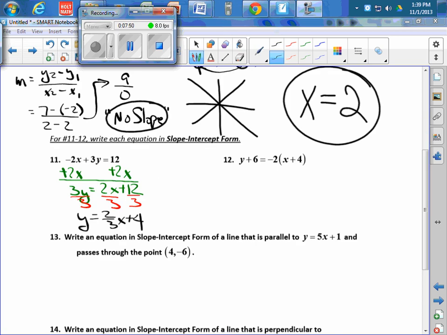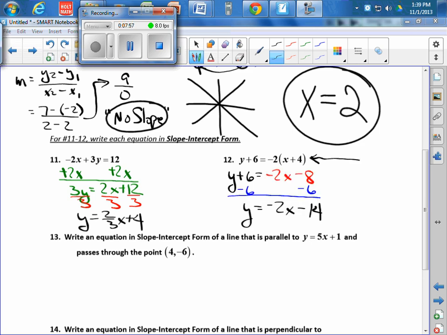In number 11, add 2x to both sides, divide everything by 3, and you get y is equal to 2/3 x plus 4. In number 12, you can't do anything if there are parentheses in a problem. They must be eliminated first. To do that, you have to use the distributive property, right? So negative 2 times x, negative 2x. Negative 2 times 4 is negative 8. And then you can subtract the 6 from both sides. Negative 8 minus 6 is negative 14, so y is equal to negative 2x minus 14.